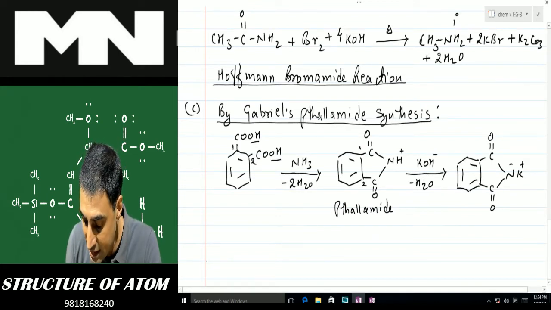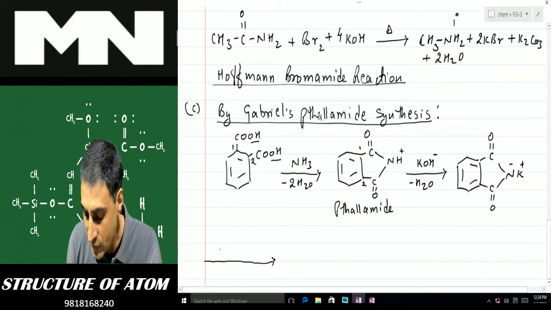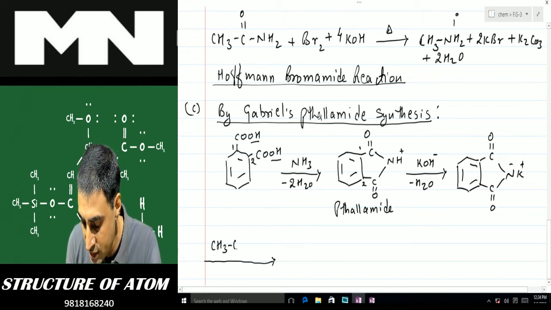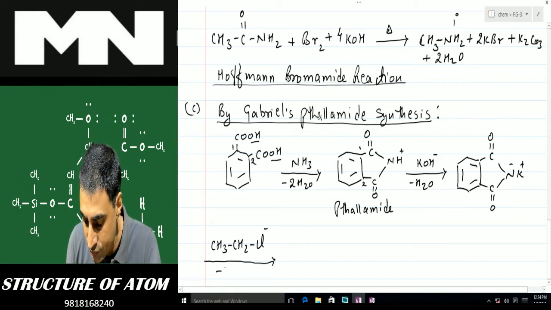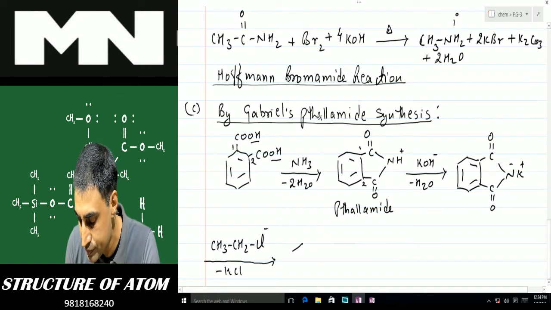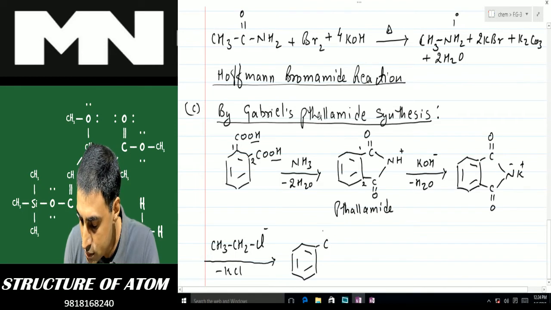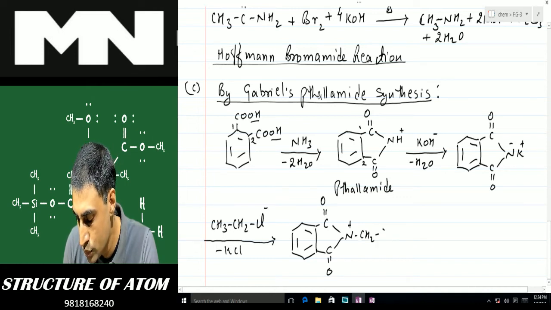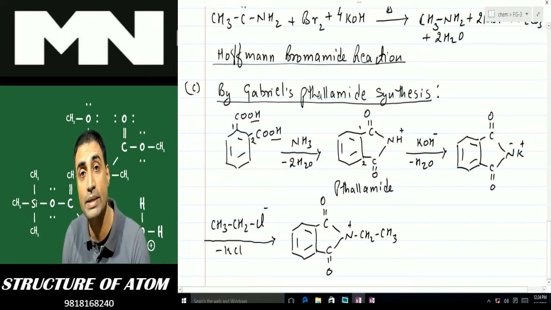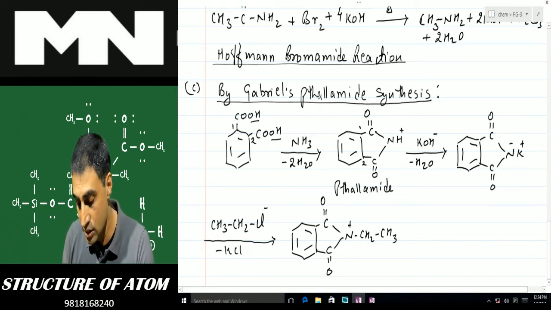Now, whatever amine I want to prepare, I have to take that alkyl halide. Suppose I want to prepare ethane amine. I will take ethyl chloride, CH3CH2Cl. K positive and Cl negative will come out as KCl. You will get a compound like this, with CO and N, CH2CH3. So this is the compound you are getting. This compound is N-ethyl phthalimide.